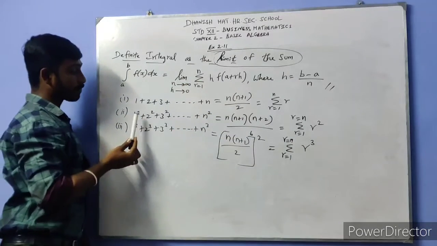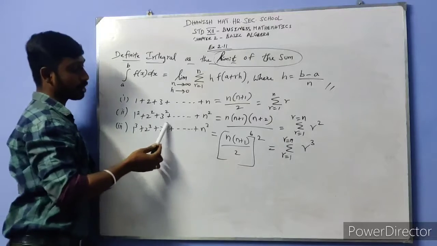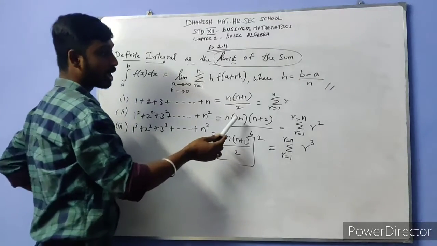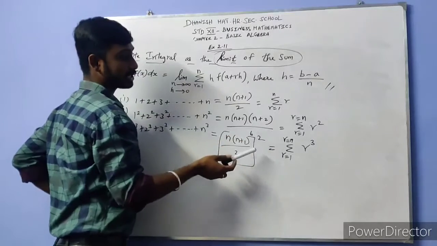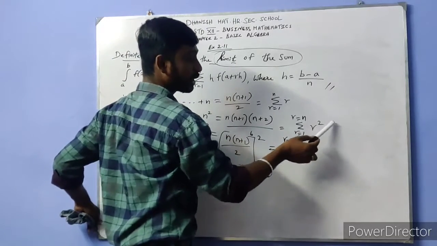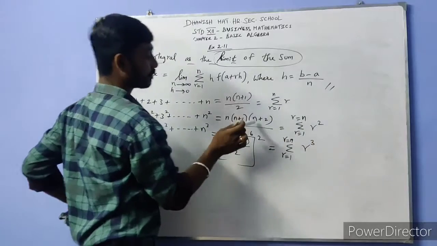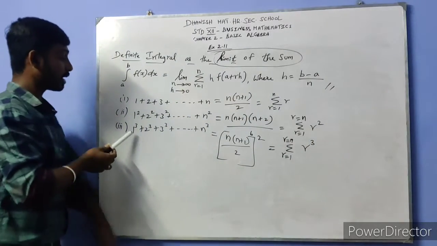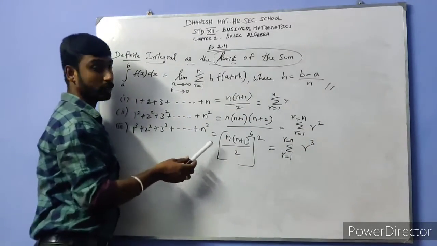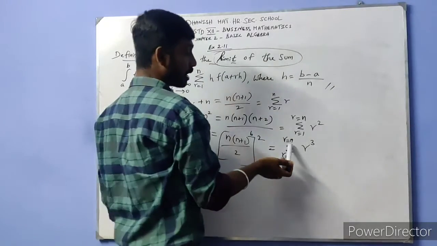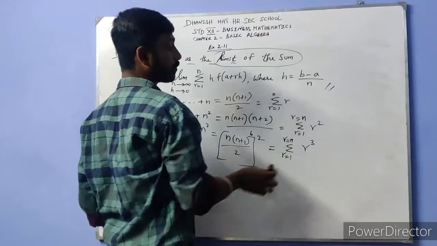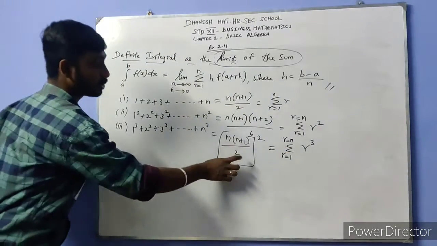Now let's see the second formula. 1 square plus 2 square plus 3 square up to n square is equal to n into (n plus 1) into (2n plus 1) divided by 6. That is the summation of r square; you have to substitute this formula. The third one: 1 cube plus 2 cube plus 3 cube up to n cube is equal to [n into (n plus 1) divided by 2] whole square. That is the summation of r cube; you substitute this formula.